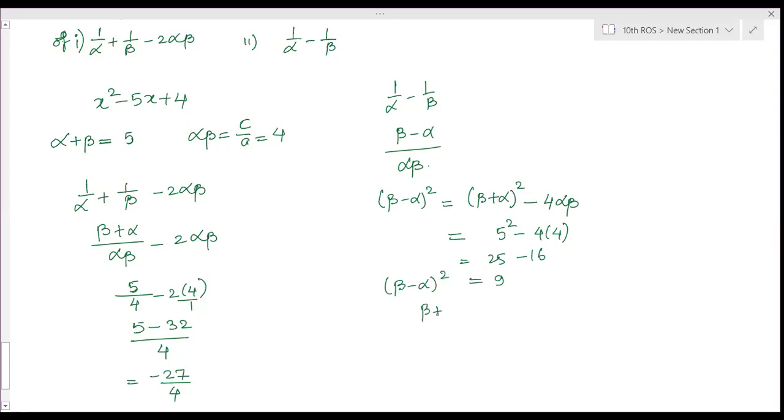So what is the value of beta minus alpha? 3, plus or minus. So substitute this value in this equation. 1 by alpha minus 1 by beta is equal to beta minus alpha by alpha beta. So beta minus alpha is plus minus 3, by alpha beta is 4. So the answer is plus minus 3 by 4. Got it? This identity you have to remember.